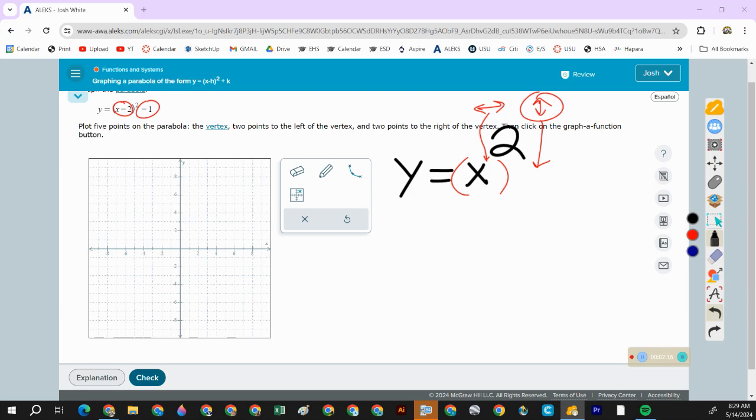So x minus 2 is actually going to move 2 units to the right. But the minus 1 on the outside is going to work exactly like you would expect it to, and it would be down 1. So the vertex of this parabola is at 2, -1. And then it just follows the same pattern. Over 1, up 1, over 2, up 4. Over 1, up 1, over 2, up 4. And that is our parabola.